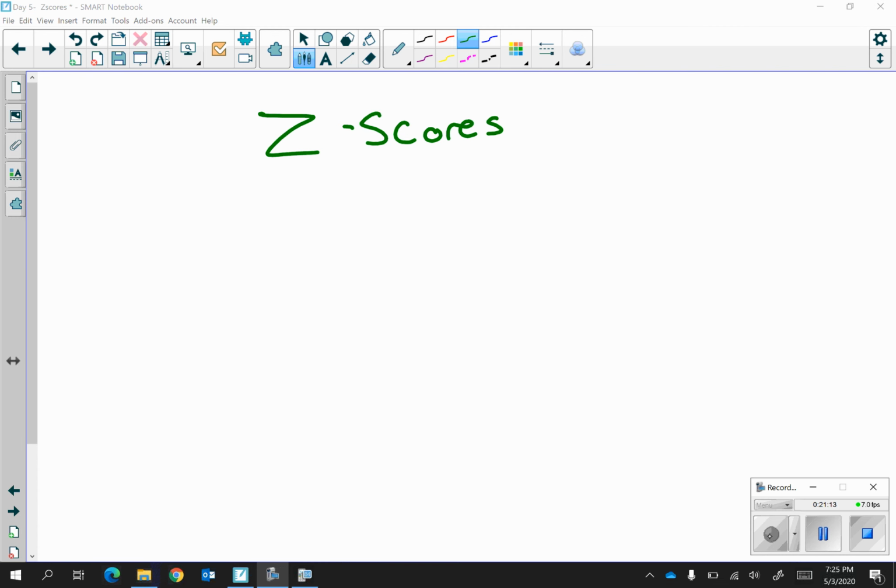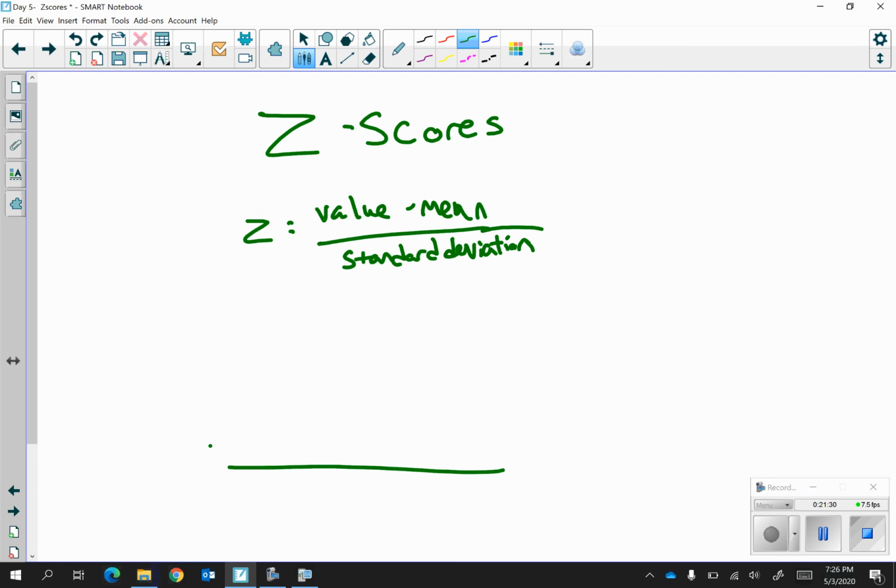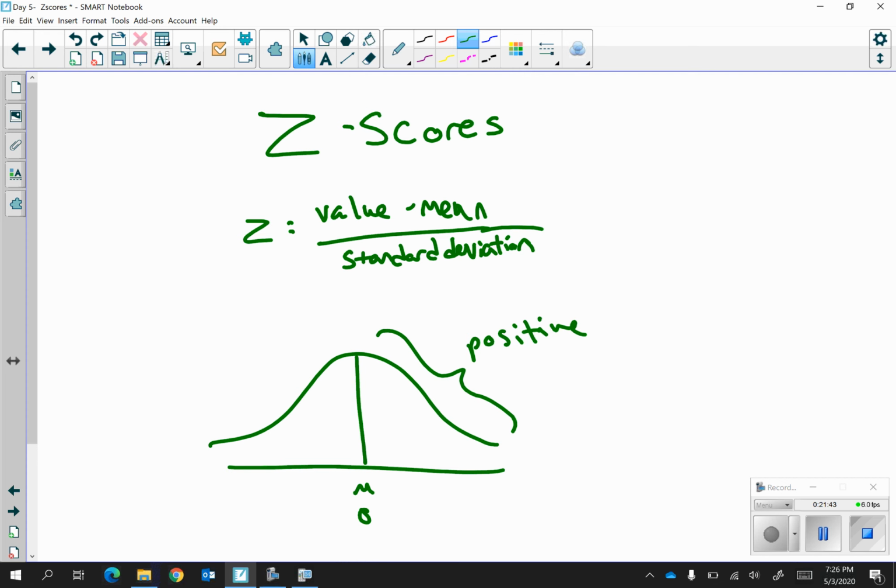So keep in mind that z-scores figure out how many standard deviations you are away from the average. You do have to remember the formula for it, which is value minus mean over your standard deviation. We should know that if you have a normal distribution, your center, the mean, is going to be 0. If you are to the right, you have positive z-scores. And if you are to the left, you're going to have negative z-scores because you are below the mean.